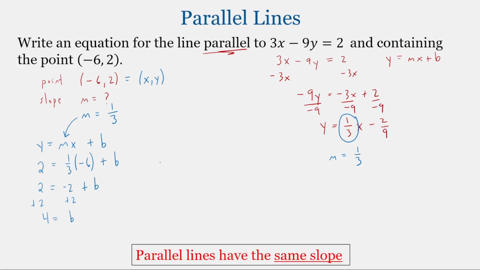And then with this information, we can write our line. We have y equal to, our slope is 1/3, so 1/3 x plus b, and b was 4.